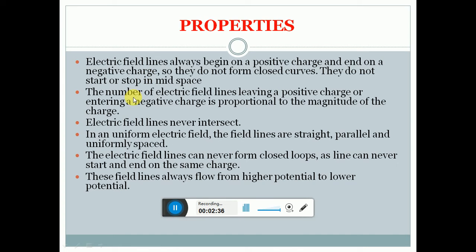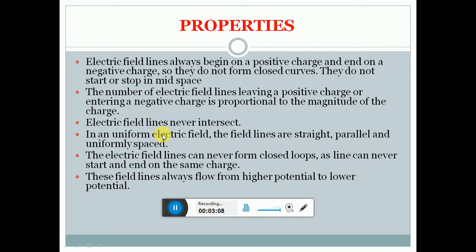The second property is that the number of field lines leaving a positive charge or entering a negative charge is proportional to the magnitude of the charge. If the amount of charge is more, the field lines will be more. Third one, electric field lines never intersect. What happens if they intersect? At the point of intersection, that point will have two directions, which is meaningless. So the field lines will never intersect.